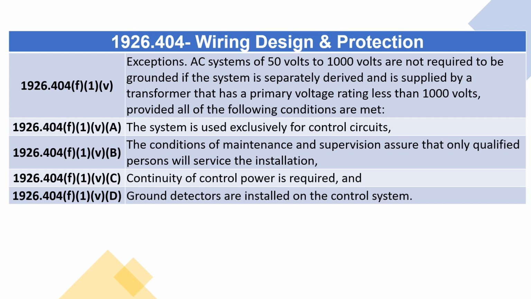1926.404(f)(1)(v) Exceptions. AC systems of 50 volts to 1000 volts are not required to be grounded if the system is separately derived and is supplied by a transformer that has a primary voltage rating less than 1000 volts, provided all of the following conditions are met. 1926.404(f)(1)(v)(A) through (D): The system is used exclusively for control circuits. The conditions of maintenance and supervision assure that only qualified persons will service the installation. Continuity of control power is required, and ground detectors are installed on the control system.